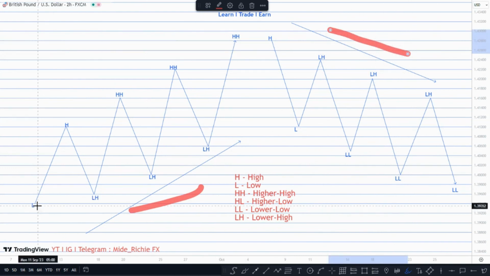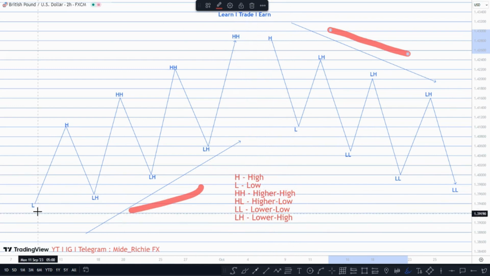So what's the meaning of the LH and the other letters that I wrote there? It's basically how the market is moving, how we are following the market. The H simply means high and the L simply means low. HH means higher high, HL means higher low, LL means lower low, while LH means lower high.